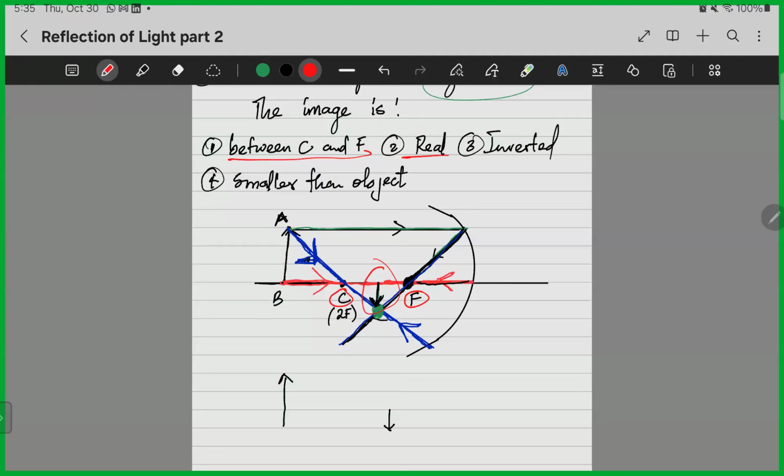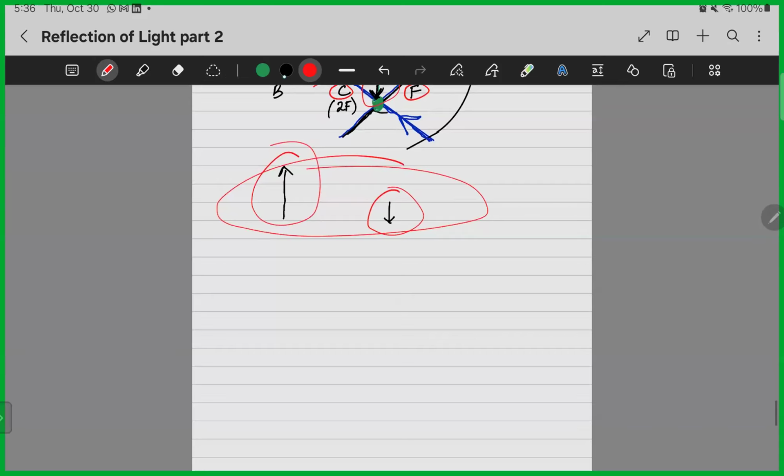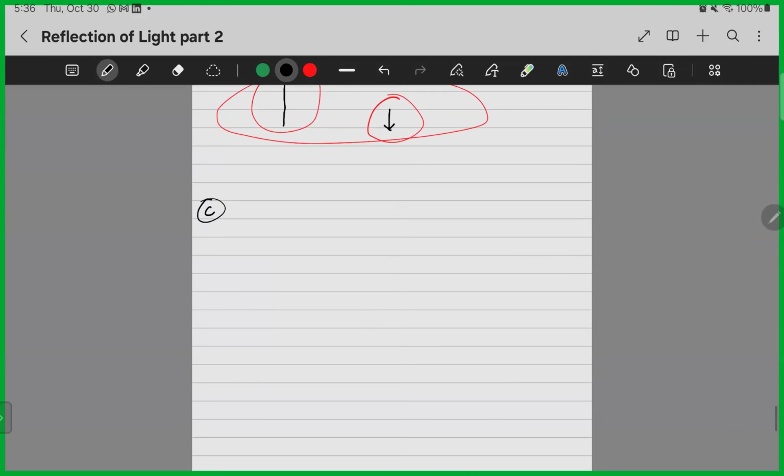So just keep that one as a point in mind. Then inverted, obviously, if the object is standing like this, the image is standing opposite, inverted. Then it is smaller than the object. Obviously, you can see that just by comparing these two. So let's go to the next point. That's C. You can see that this is how these things work.